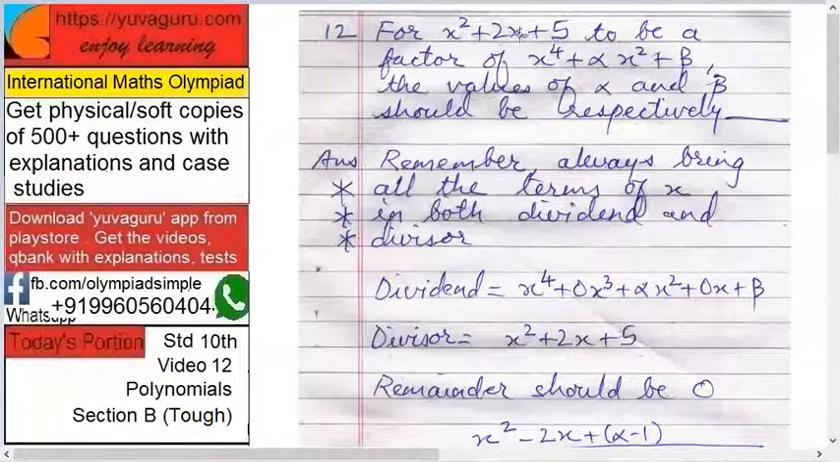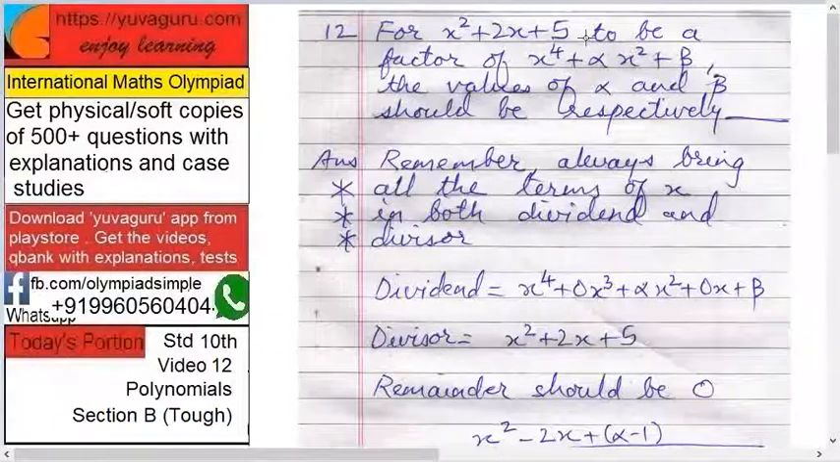For x square plus 2x plus 5 to be a factor of x raised to 4 plus alpha x square plus beta, the values of alpha and beta should be, respectively, what? It means that x raised to 4 plus alpha x square plus beta should be completely divided by x square plus 2x plus 5. There should be no remainder. And for that we have to find the value of alpha and beta. It means you have to divide this expression by x square plus 2x plus 5.